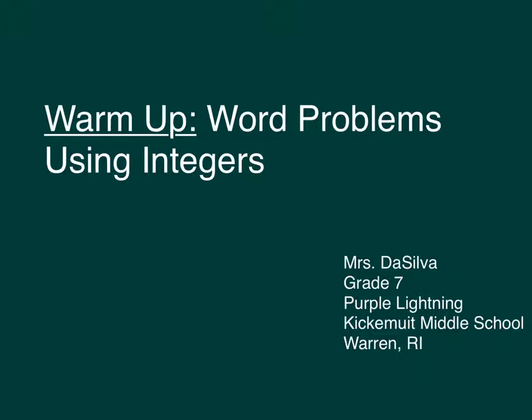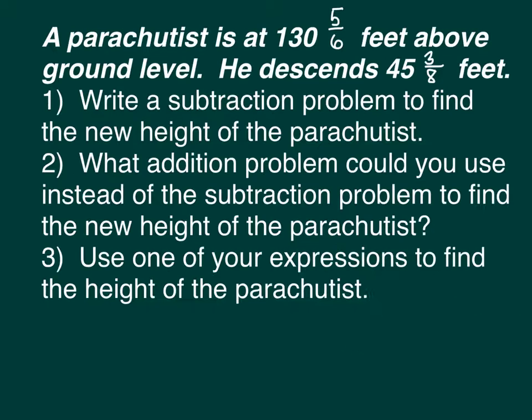Today's warm-up has us looking at a word problem, and we're going to solve that word problem using numbers. So here we are, and the situation that we've been given is that there's a parachutist, clearly already jumped out of the plane, and he's presently at 130 and 5/6 feet above ground level. That is a he. He is going to descend. Descend means that we're headed down. And he's going to descend 45 and 3/8 feet.